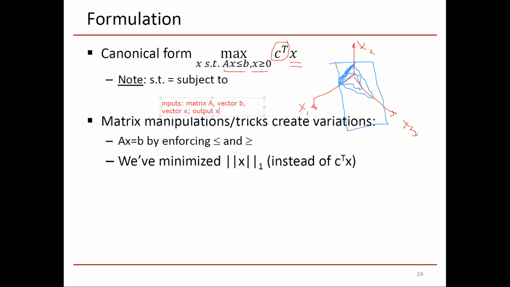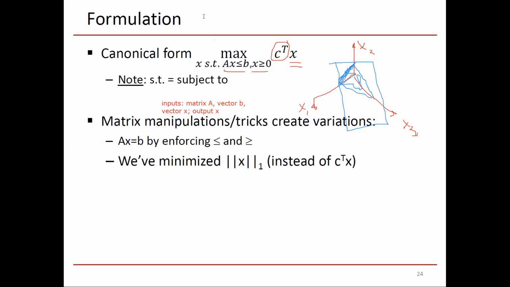Now, this may seem like a somewhat narrow problem. Why would the X's be greater than or equal to 0? Why would AX be less than or equal to B? Maybe some of the values of AX are less than or equal to some B, and others are greater than or equal to. So maybe we have more complicated constraints. The real issue here is that there are various tricks that can be used, matrix manipulations, to create a lot of variations. So as an example, imagine that you don't want AX to be less than or equal to B, but you want AX to be equal to B. So suppose that we want to do that.